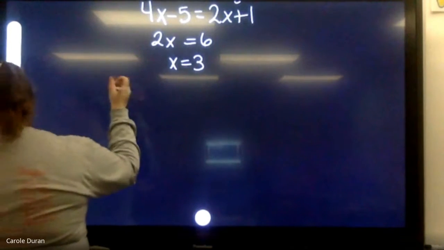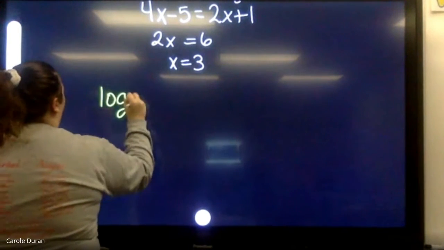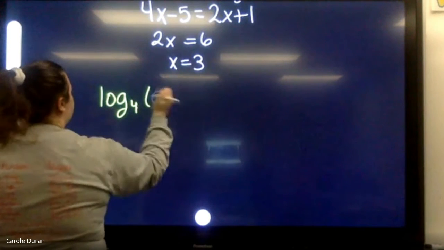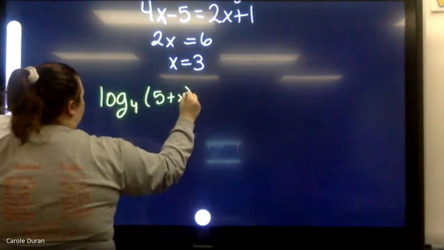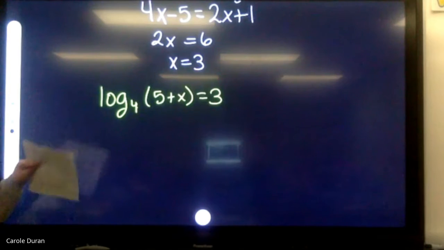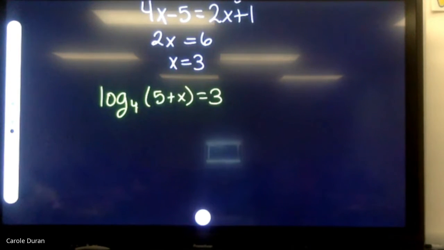So the last example I'd like to do for this one is log base 4 of 5 plus x equals 3. The 1-to-1 theorem rule does not apply here because I do not have two logs both with the same base, which means to solve this, I'm probably going to have to change it into an exponential function. So what would be the exponential equivalent to this logarithm?